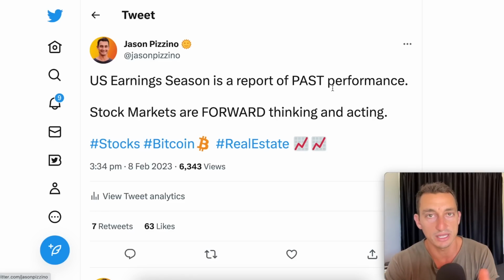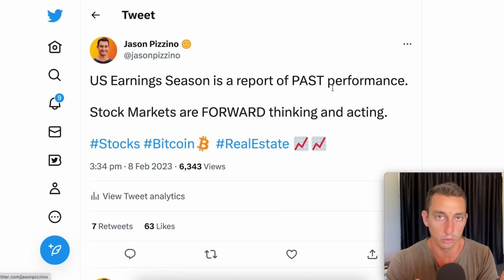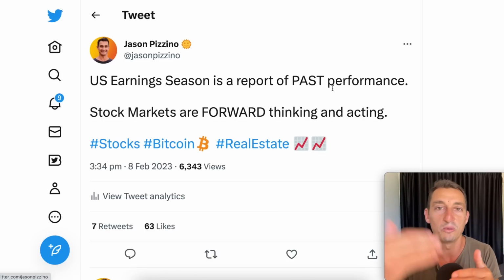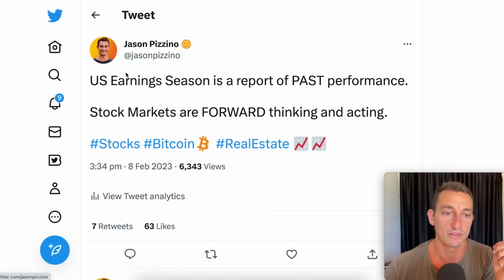Stock markets are forward thinking and acting. We don't act on old news, or at least I hope we're not acting on old news. We're trying to piece together what's coming up for us next and then place our bets, or in this case, our trades, on what we think is going to happen next. That's why it doesn't matter about these earnings seasons.